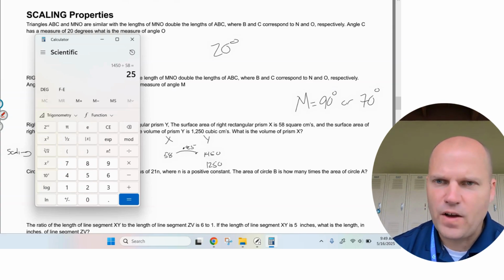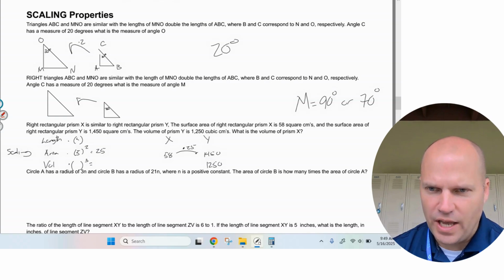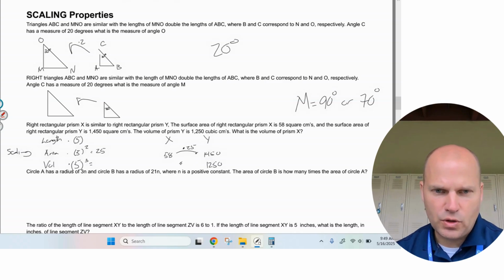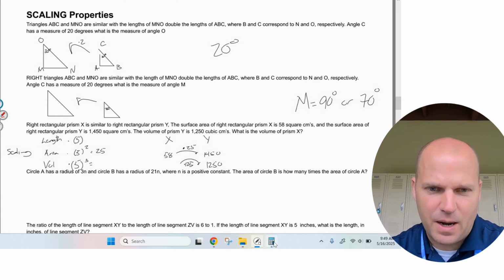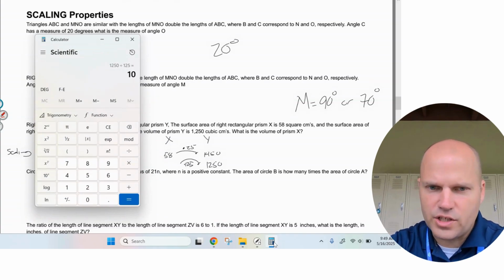So if this is 25 times the area, that means that's 5 squared, which means the lengths are going to be times 5 and the volumes are going to be times 5 cubed. So this is times 125, which means I'm going to divide by 125 to get just 10.